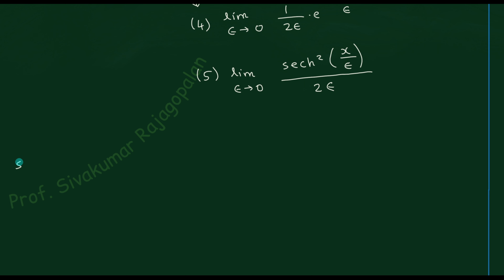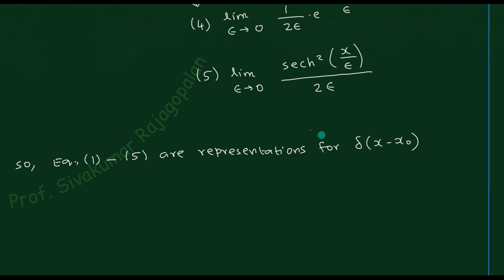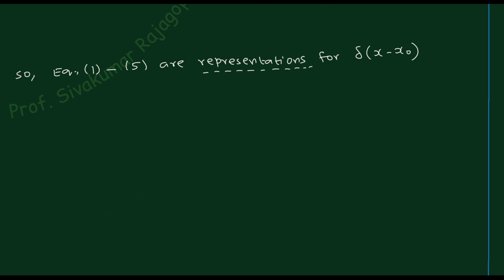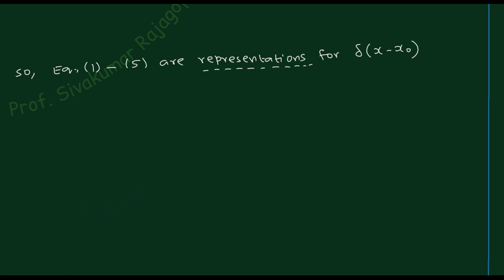We don't have a clear cut single function for this. Our understanding is that equations number 1 to 5 are the representations for the delta function. That means you don't have a specific function where you can tell, this is the delta function. You have representations for the delta function. This word representation is important. And equations 1 to 5 are not the only ones; you can also find some other functions beyond 1 to 5. So there are some representations for the delta function. That's fine.